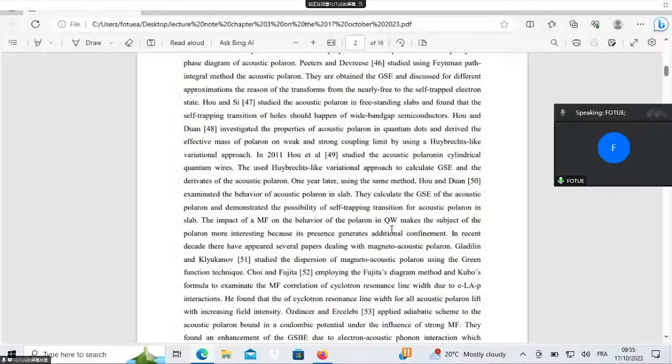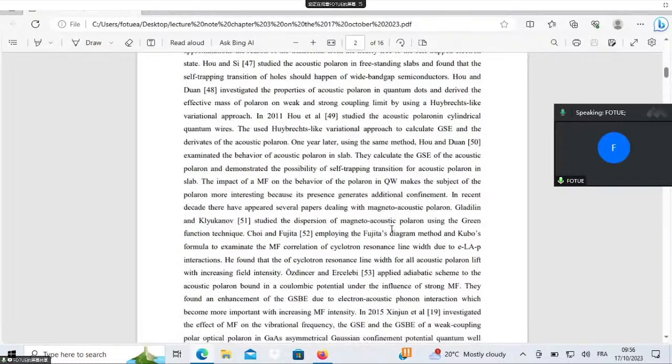Using the Feynman method, they used the variational method to calculate also the ground state energy and the derivative of the acoustic polaron. So it means that when we consider the electron interacting with the acoustic polaron, the ground state energy is deviated from the one for the free electron. So that's why it's also necessary to investigate the self-trapping transition for the acoustic polaron in the slab.